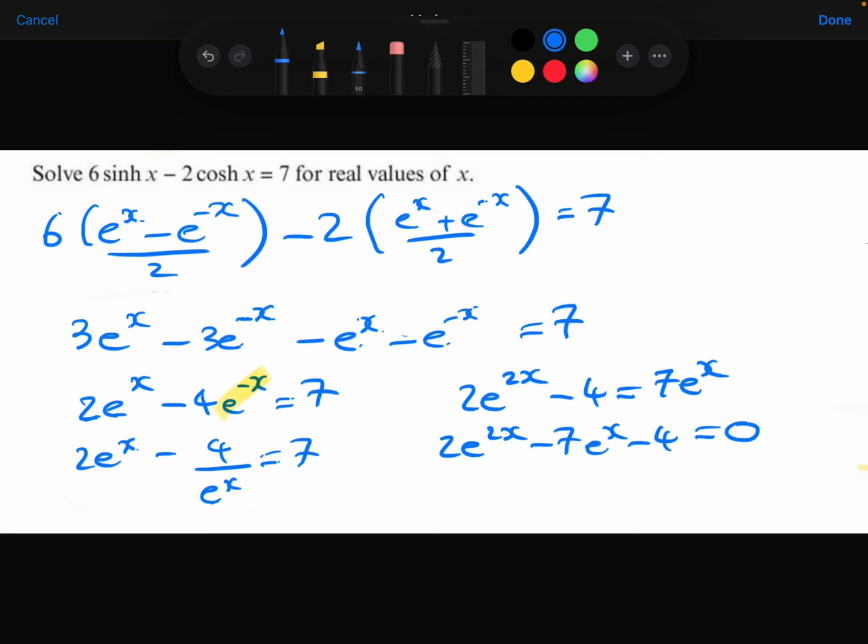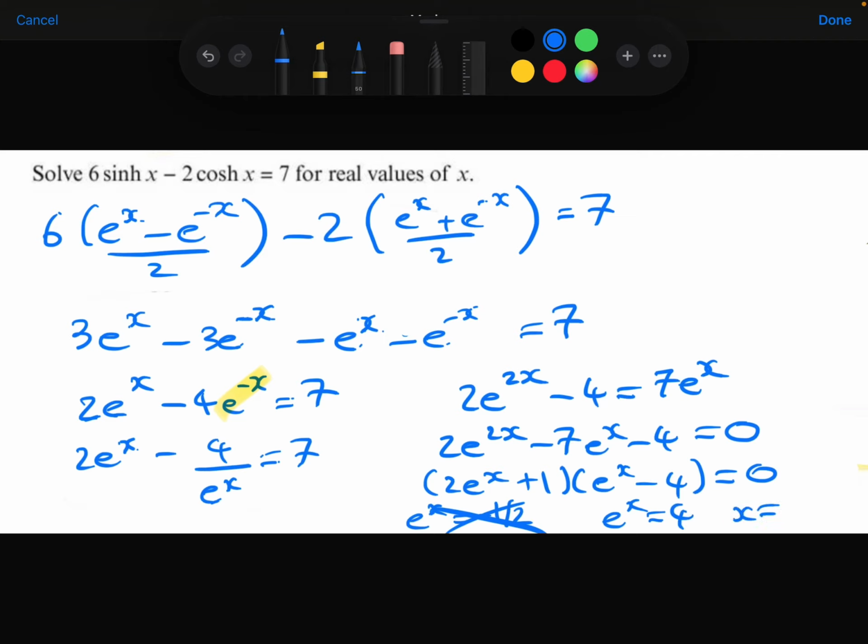And we can either make a substitution here, or I think this is going to factorise quite nicely. This is going to have to be a minus 4, and that's going to have to be a plus 1. So either e to the x equals minus 1/2, which it can't be because we know e to the x is always positive, or e to the x equals 4. So therefore, take logarithms of both sides, x equals ln 4, which is 2 ln 2.